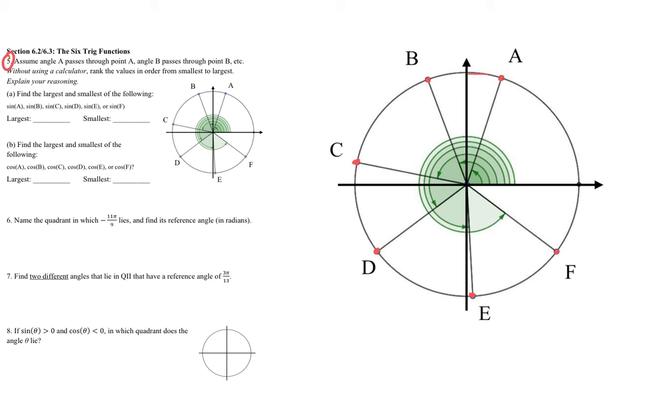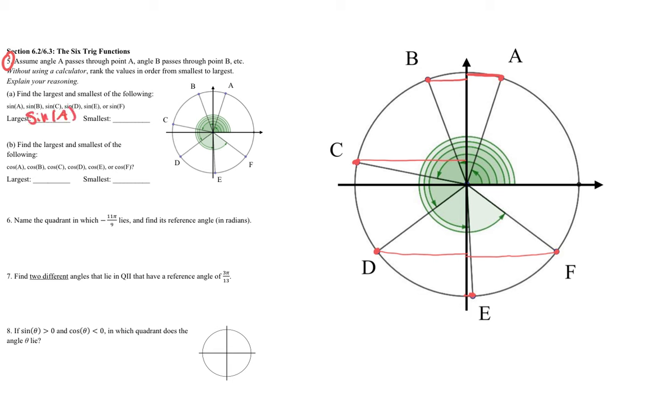So this one's going to be right about here. We can see that B is a little bit lower. C is going to be way down here. D is right about here. F is almost the same, and E is way down here. So our max value, or largest value, is going to be this A because it's the highest on our y-axis. So sine of A is going to be our largest value.